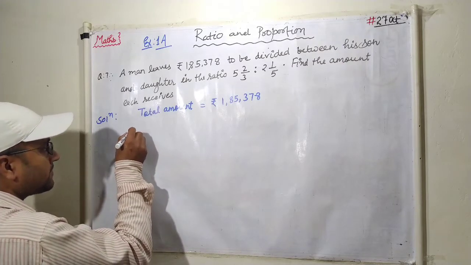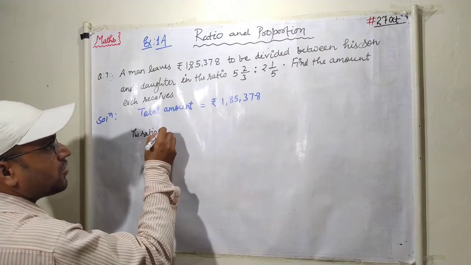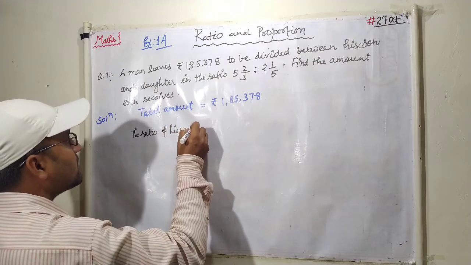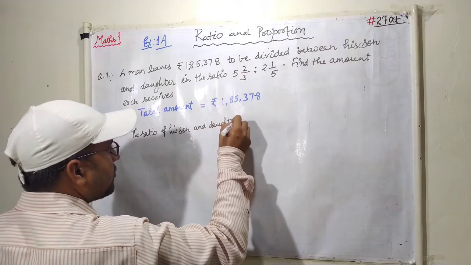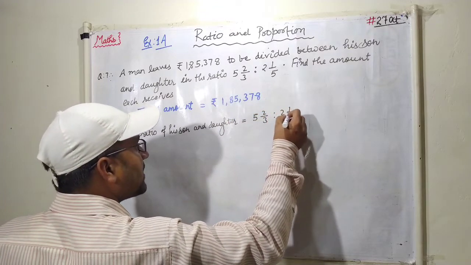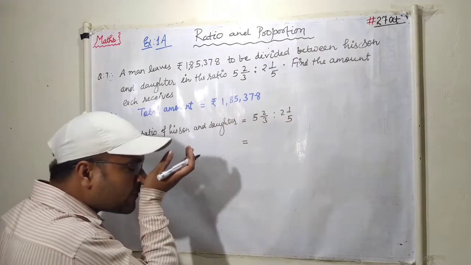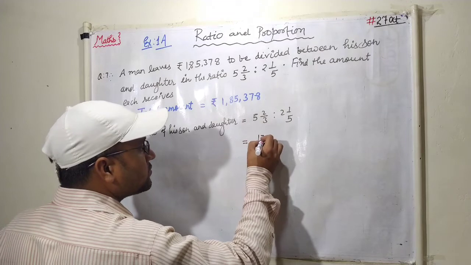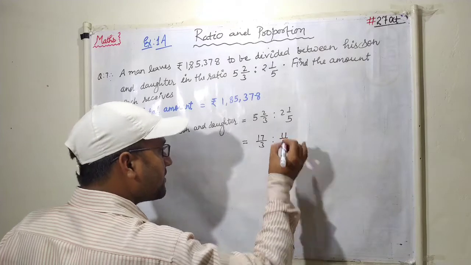So the ratio of his son and daughter is 5 whole 2 by 3 to 2 whole 1 by 5. Okay students, because it is in fraction form, first you change these mixed fractions into improper fractions. 5 threes are 15, 1 2 is 17 by 3. The ratio 5 twos are 10, 1 is 11 by 5.